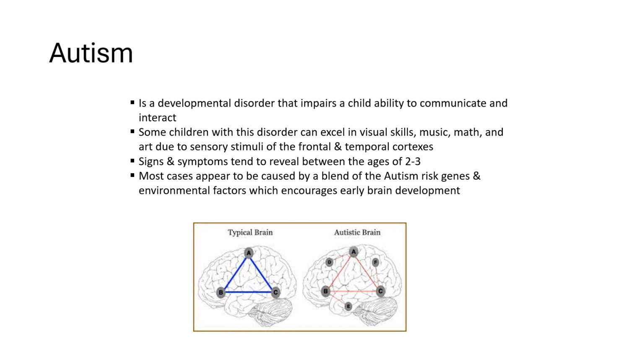And for autism, this is a developmental disorder that impairs a child's ability to communicate and interact. Some children with this disorder can excel in visual skills, music, math, and art due to sensory stimuli of the frontal and temporal cortexes. Signs and symptoms tend to reveal themselves around age 2 or 3, and most cases appear to be caused by a blend of the autism risk genes and environmental factors that encourage early brain development.